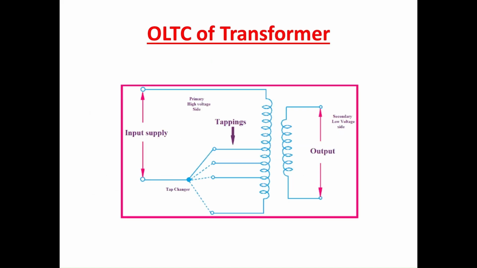Next comes the OLTC. As I said, the primary or the secondary, depending on the type of OLTC, the tappings are being provided, and by varying the tappings, we can get regulated output voltage. Other things related to OLTC we'll be discussing later on.